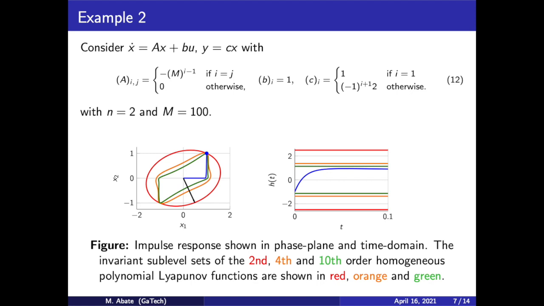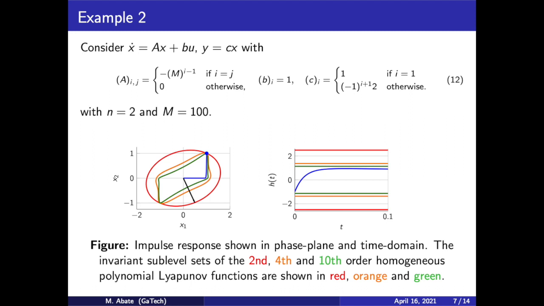Okay, so on this slide we're presenting a second example, and we're considering the linear time-invariant system with parameters given in equation 12. And this is actually a very specific and important linear time-varying system. It's sometimes called the stiff linear system. It is based around this parameter m, and it is known that as m increases, goes to infinity, the bound on the impulse response that is attainable using quadratic Lyapunov functions also goes to infinity.